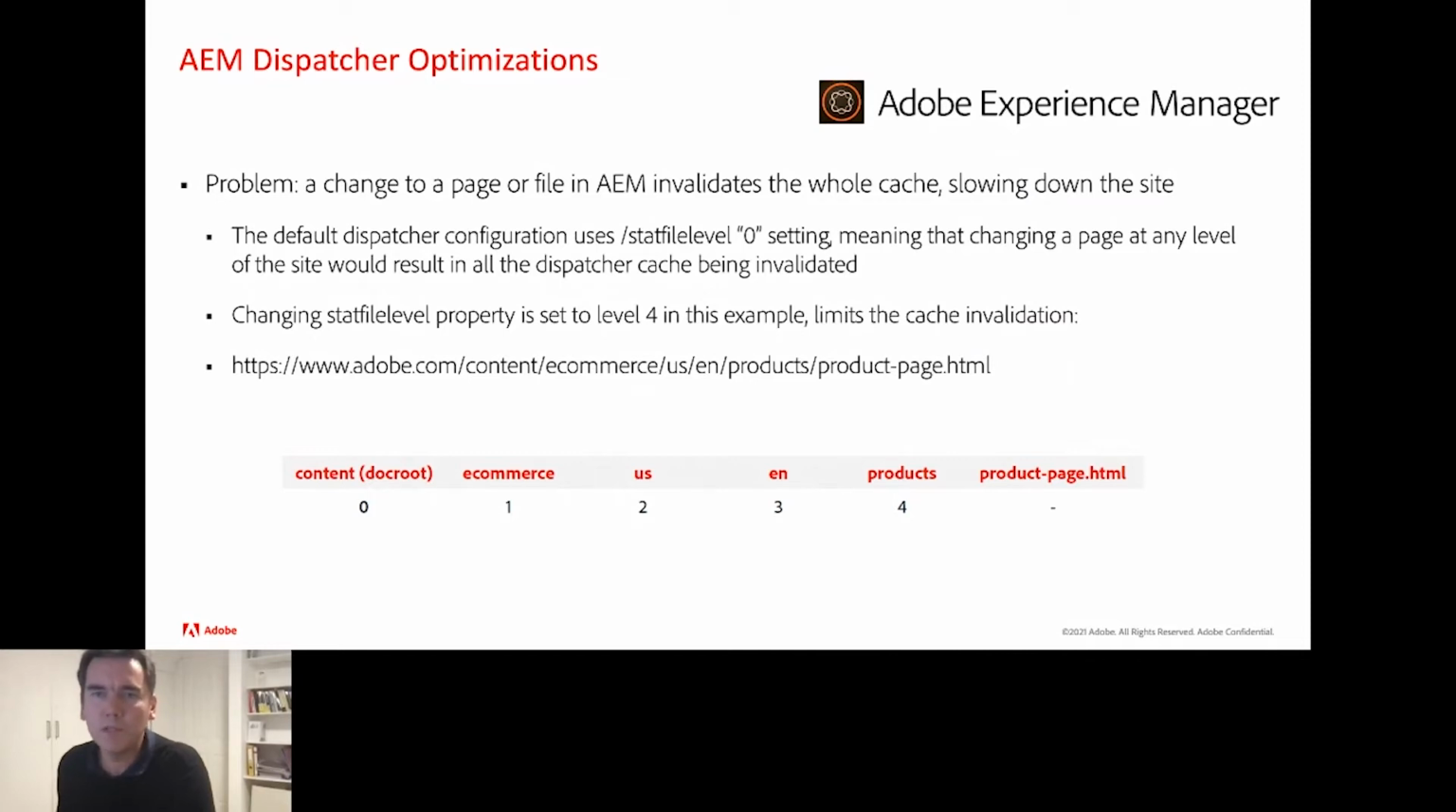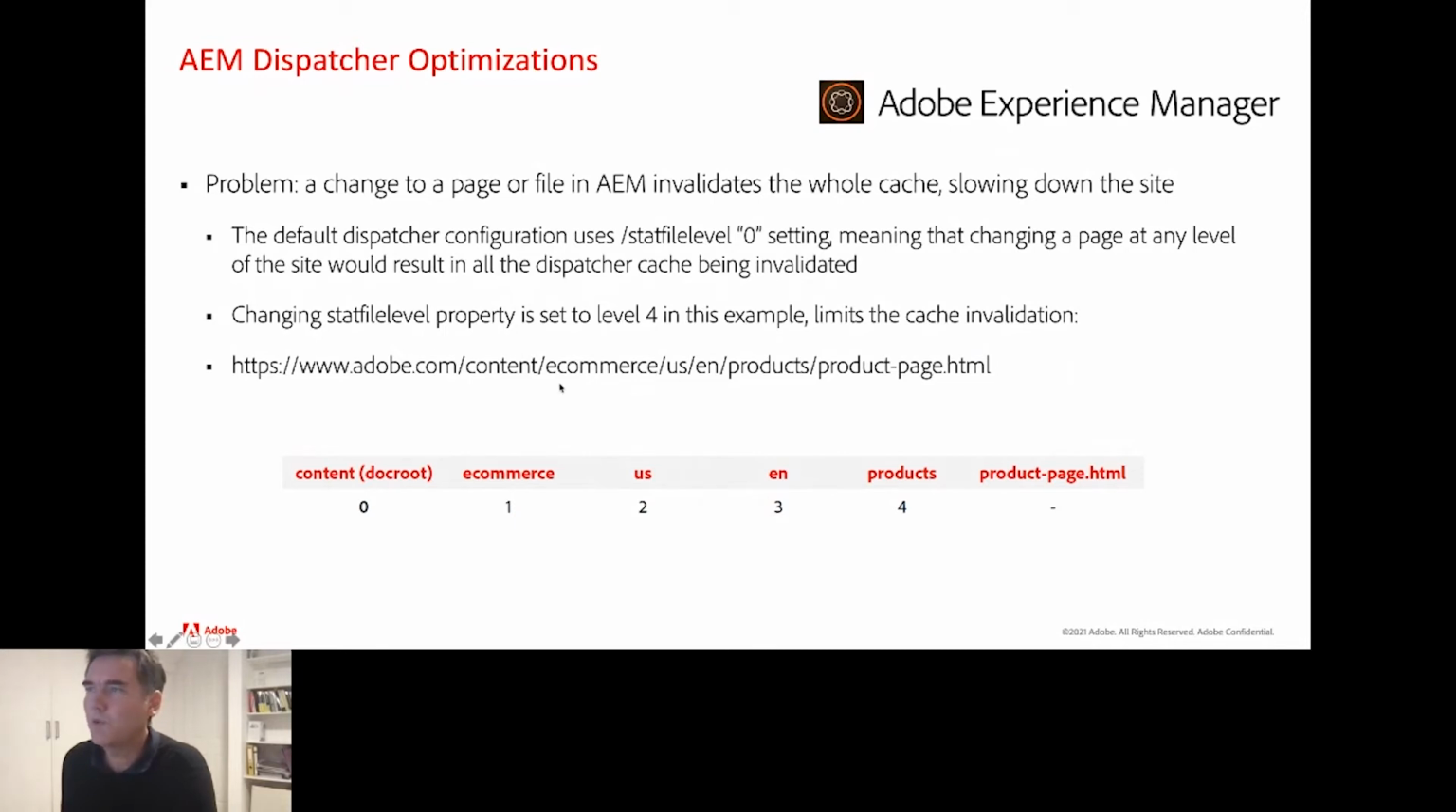Instead, the stat file level setting can be modified to a higher value corresponding to the depth of the subdirectories in the htdocs directory from the document root, so that when a file located at a certain level is invalidated, then only files at that stat level and below are updated.